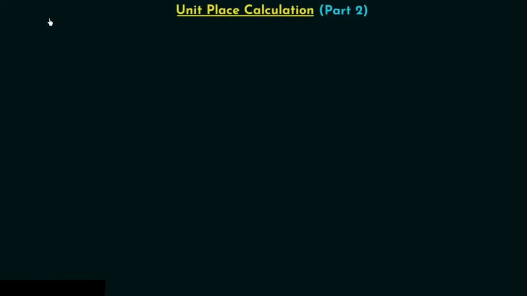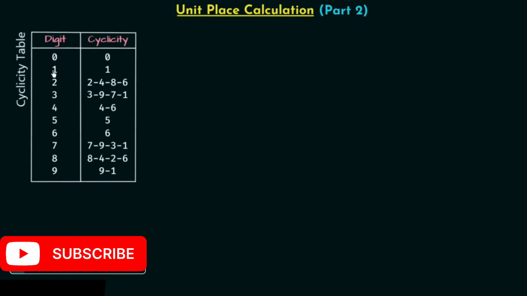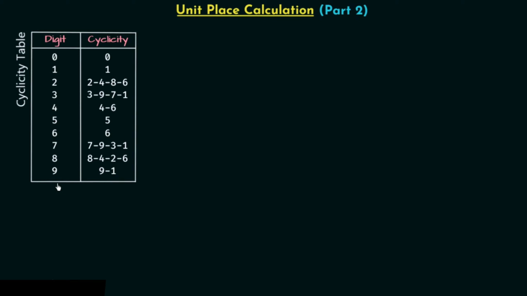In the previous lecture, we calculated the digit at unit place with the help of cyclicities of digits 0, 1, 5 and 6. And now in this lecture, we are going to find out the digit at unit place with the help of cyclicities of digits 4 and 9. The cyclicity of digit 4 is 4, 6 and the cyclicity of digit 9 is 9, 1.